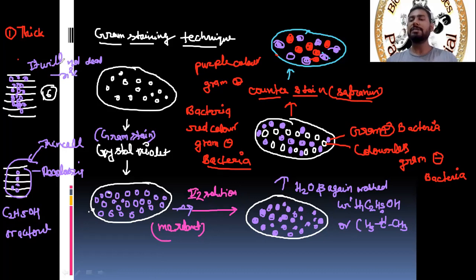So this is the basic concept of why gram positive bacteria have the purple color, while gram negative bacteria don't have the purple color. So this is the overall story about the gram staining technique. I think it will be helpful for you, and thank you everyone.